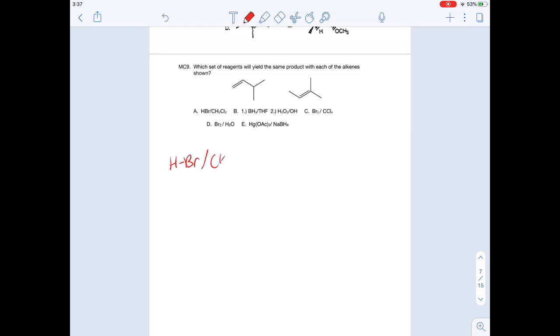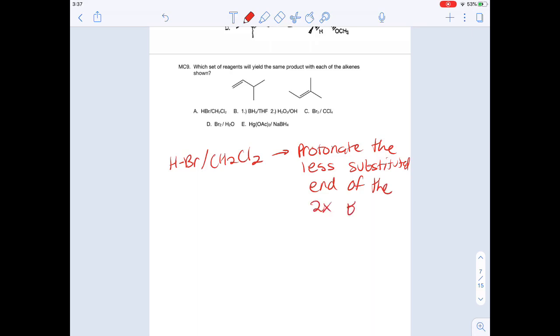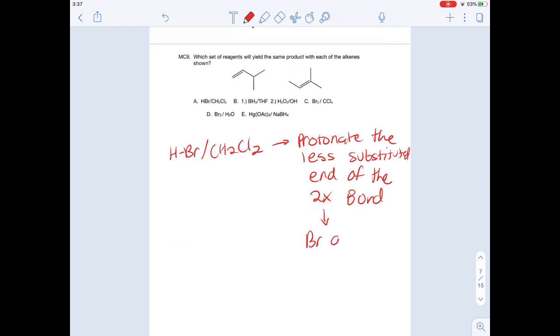So what this does, HBr CH2Cl2, it's going to protonate the less substituted end of the double bond. And it's going to leave a carbocation at the more substituted position, which the Br is going to add to. Okay, so Br adds to the more substituted side.